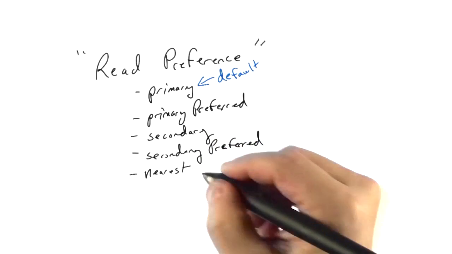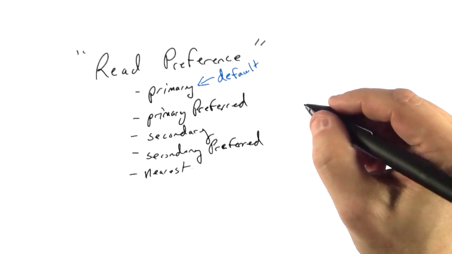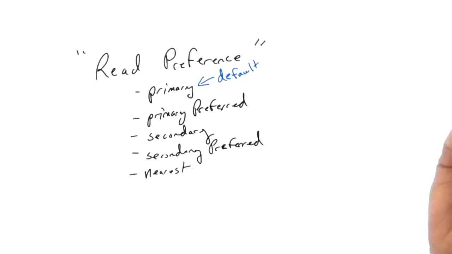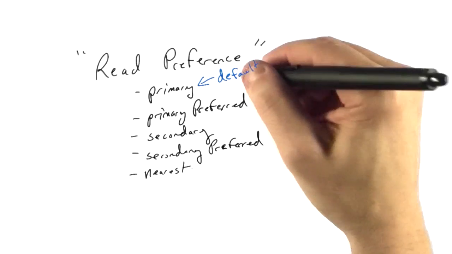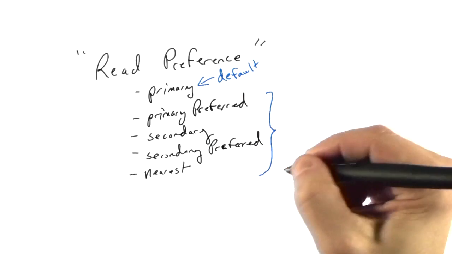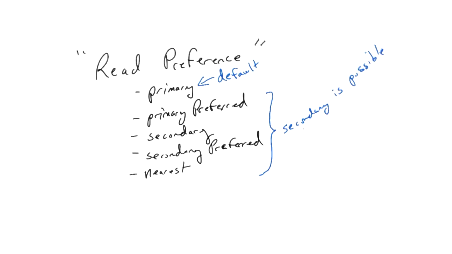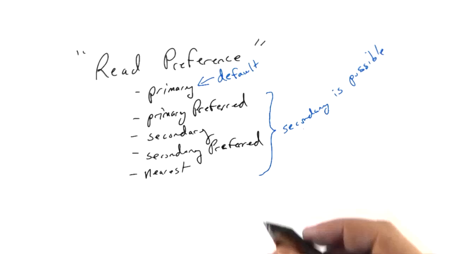And finally, nearest just means go to the nearest member of the set in terms of network latency. So that basically means go to one on my LAN in my data center if they're spread out, if the one there is up, right? So for all four of these, secondary is possible at a minimum. So stale data is possible.